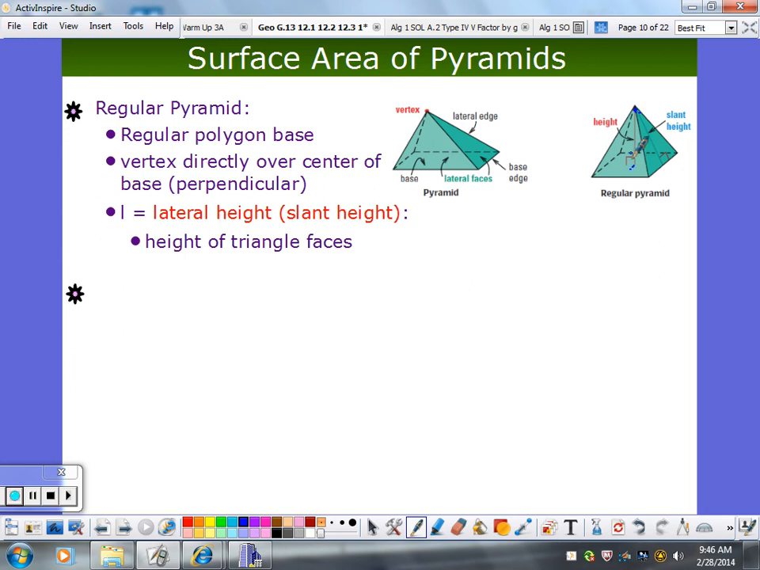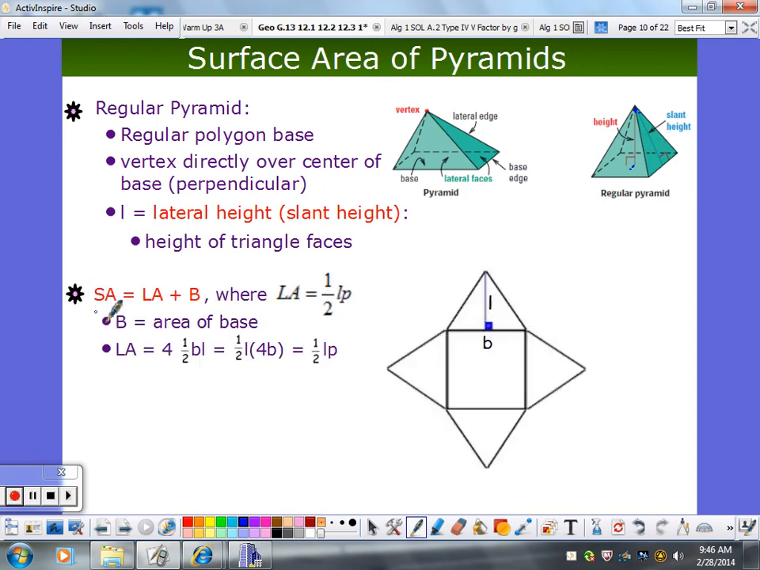So you have two things now: the height of the pyramid, vertex to base, versus a slant height, which is slanty because your triangle is slanty. Also called the lateral height. Now I unfolded this guy for us.